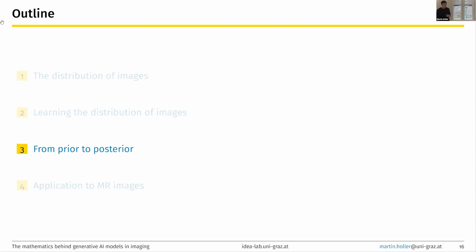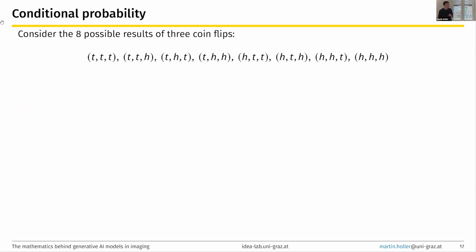And now to consider this, I need to make a short detour and explain the basic concept of conditional probability. Let's go back one step and assume we are looking at the result of 3 coin flips. So I'm flipping 3 coins simultaneously, and I look at the results. Each coin can have head or tail, and I have 8 possible results, right? All possible combinations of 3 coin flips. Now I could ask you, what is the probability of having at least 2 heads?